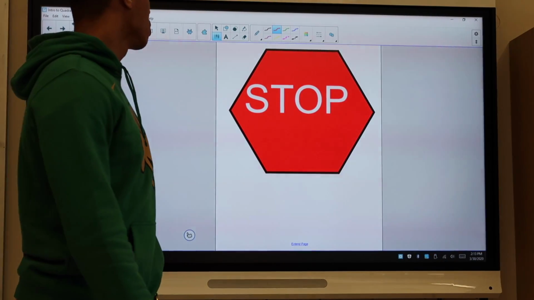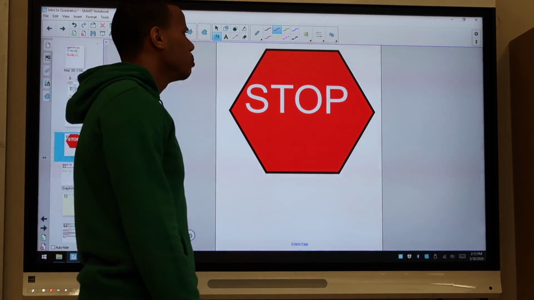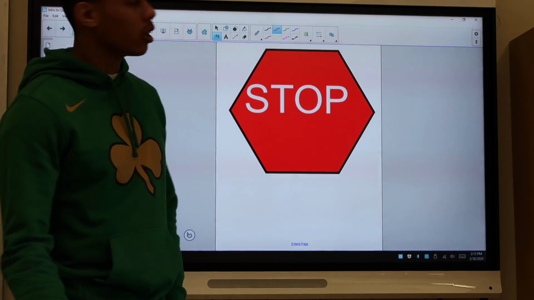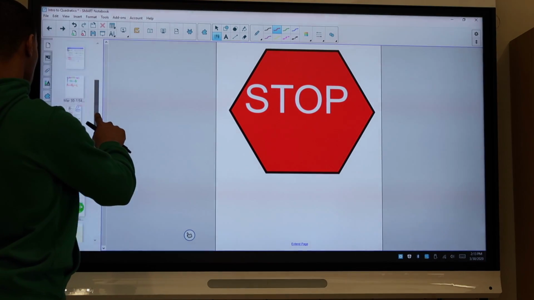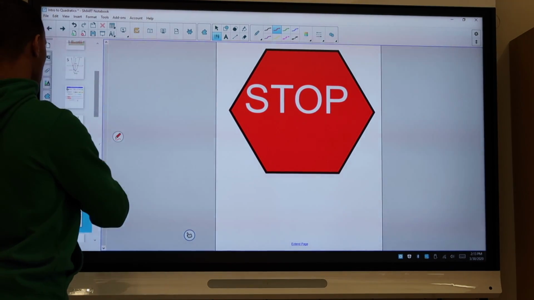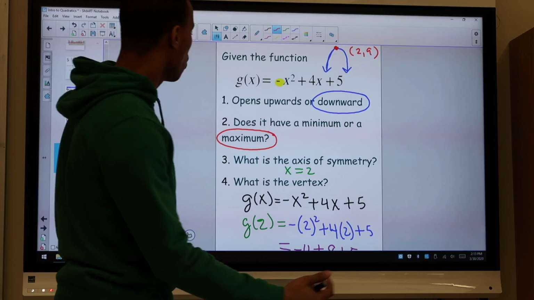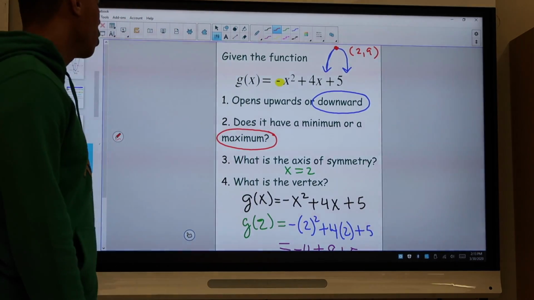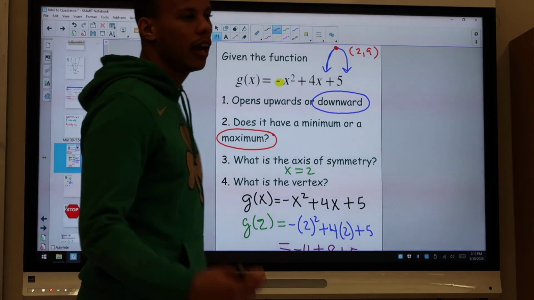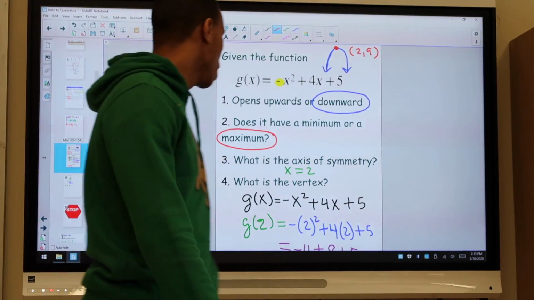That will be all for today. I'll put some homework from either the workbook or the book, where you have to tell me whether your graph opens downwards or upwards, if it has a maximum or minimum, and then you're going to tell me the axis of symmetry and the vertex of the graph.